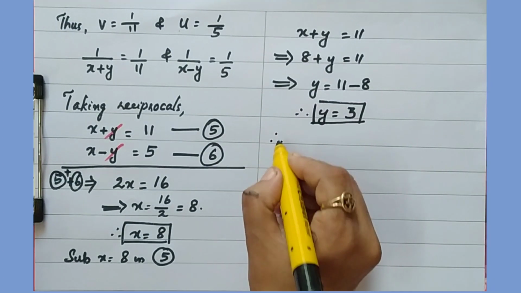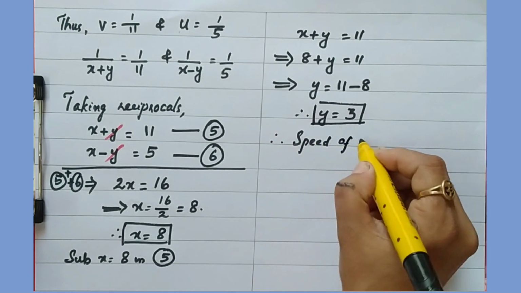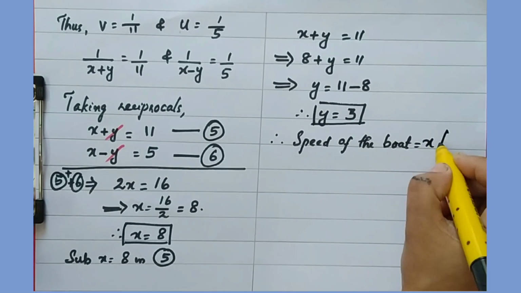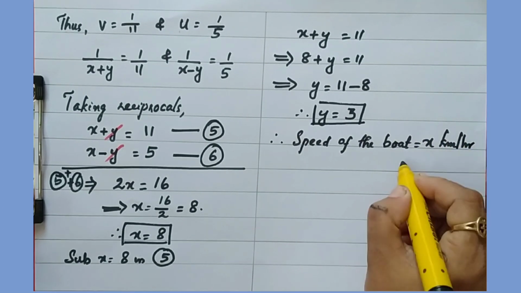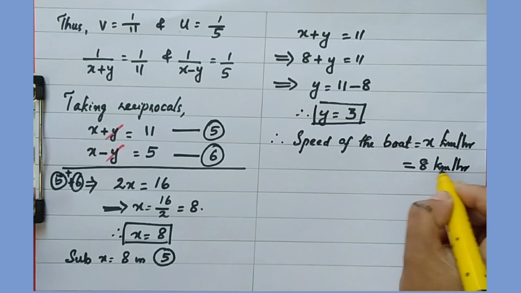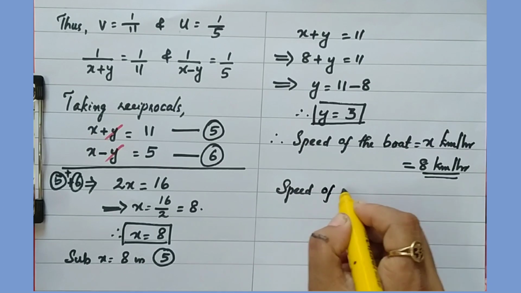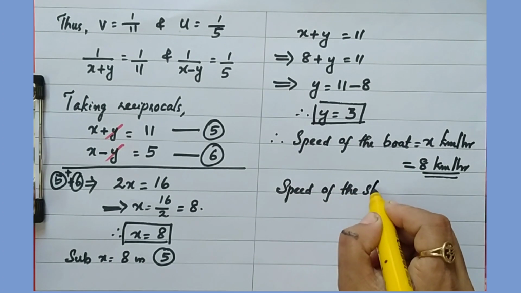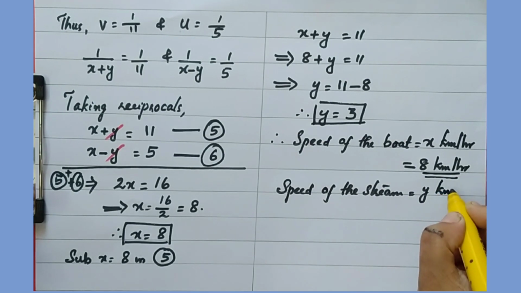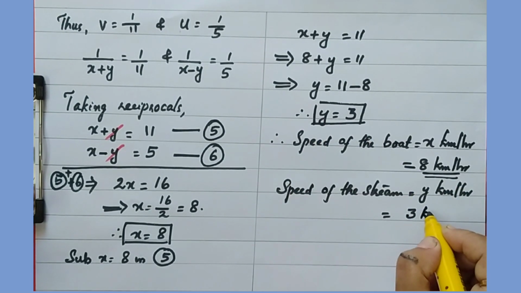Therefore, what is x? Speed of the boat equals x kilometer per hour, which is equal to 8 kilometer per hour. And speed of the stream equals y kilometer per hour. What is the value here? y equal to 3. 3 kilometer per hour.